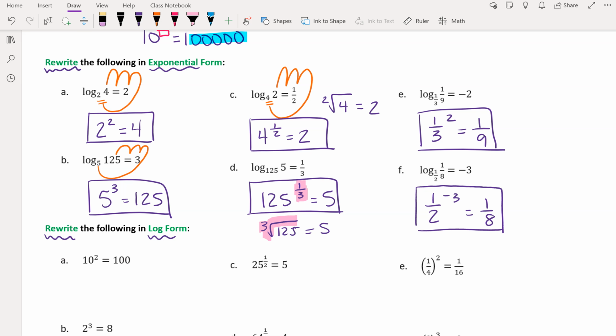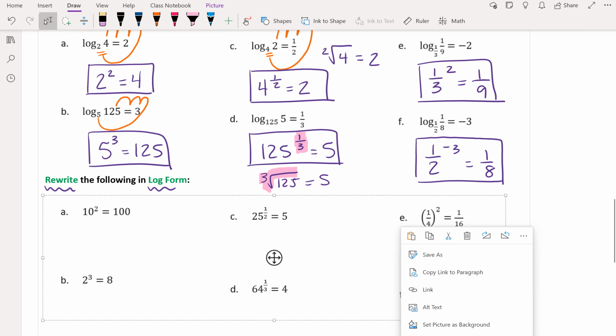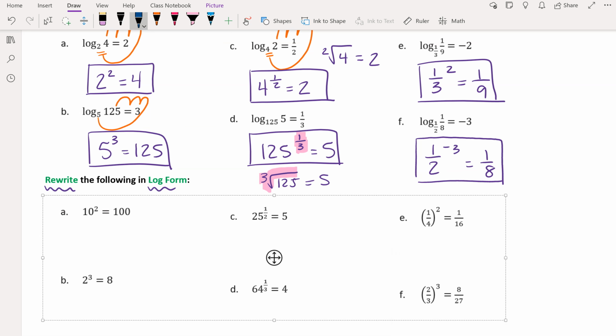Okay, the next set of problems are telling us to rewrite in log form. So we're starting with exponential because we have an exponent, and we want to go backwards. We want to go to log. So chubby hand's not as helpful for this type of problem, but we'll use the same idea. I want you to start by writing log. It says to write it in log form, so we're going to start by writing log.